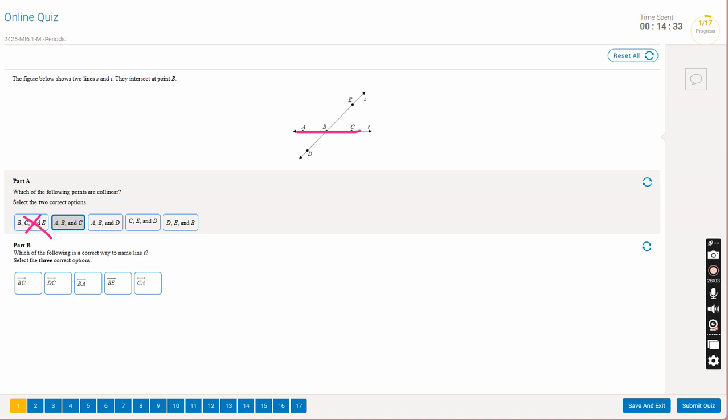The next one, ABD. D is on the other line and AB are together. Then CED. CED is this one. Again, C is on the other line, ED are on the same line. So we're not going to choose this either.